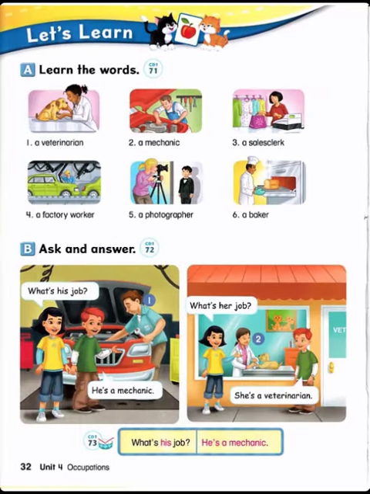Page 32. Let's learn. A. Learn the words. Number 1. A veterinarian. Number 2. A mechanic. Number 3. A sales clerk. Number 4. A factory worker. Number 5. A photographer. Number 6. A baker.